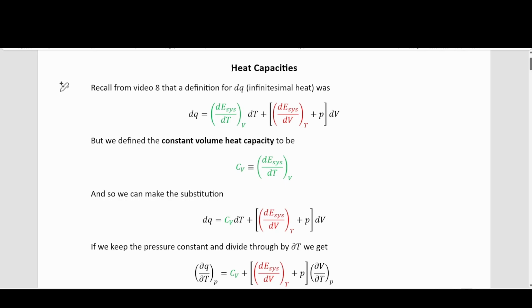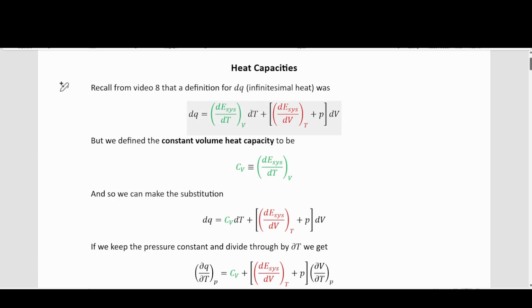In this video, we are going to look at the relationship of the two different types of heat capacities that we've found and how that changes the gas laws. Recall from video 8 that a definition for the infinitesimal heat was this, where we have the change in internal energy with respect to the change in temperature at a constant volume, and the change in internal energy with respect to volume at a constant temperature.